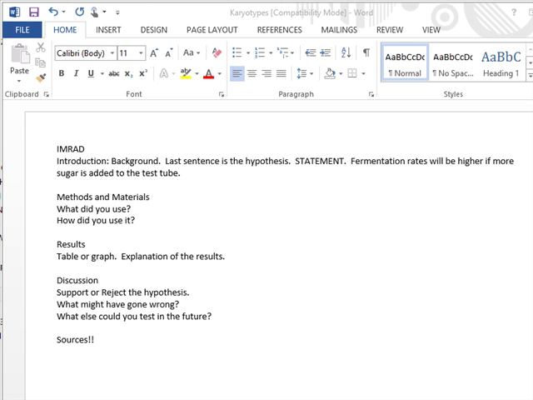This little picture that you're seeing actually shows you what should go into each section. The introduction should contain background information, and the very last sentence should include your hypothesis, which should always be a statement and never a question. Your materials and methods section should be exactly what it says: what did you use and how did you use it. Your results is the data that you collect, and it needs to be represented in a table or a graph, and then you need to explain the results.